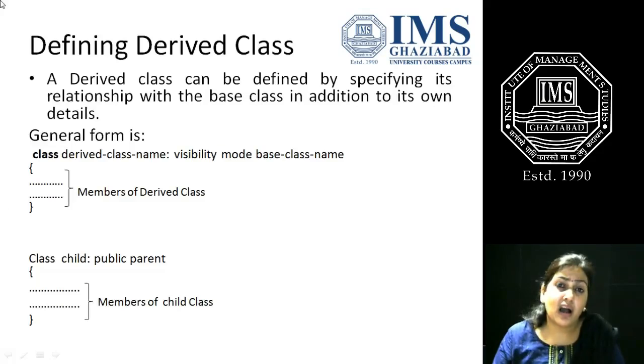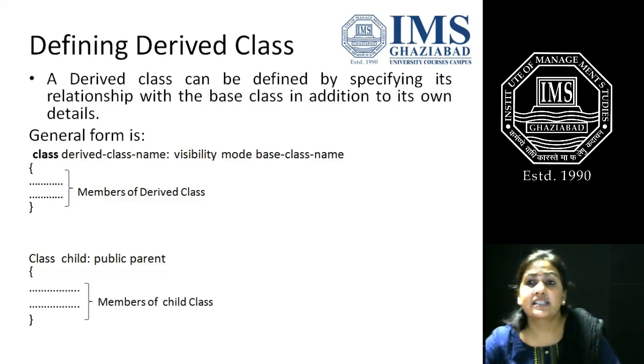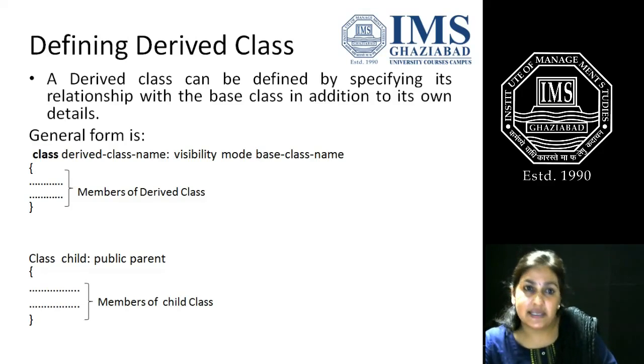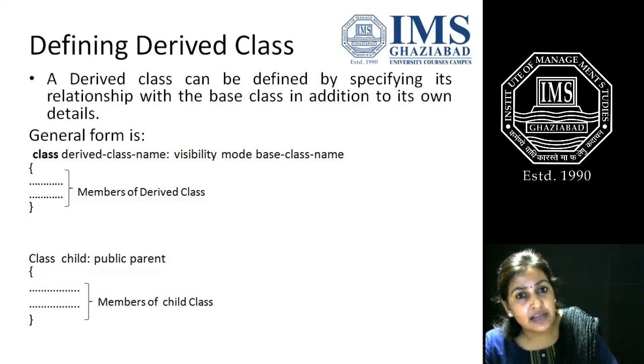Now, the derived class. How will a derived class be specified in relation to the base class? The general form is we use the keyword class, which is written here in bold, then the derived class name, then the visibility mode, then the base class name. In this way, the derived class will inherit some of the features of the base class.